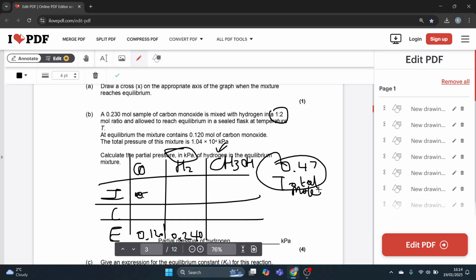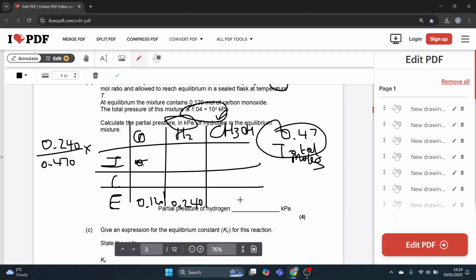Now to find out the partial pressure of hydrogen, I need to work out the mole fraction of hydrogen, which is going to be 0.240 divided by 0.47 times the total pressure, which is just that. So 0.240 divided by 0.470 times 1.04 times 10 to the power 4. I want my final answer in kilopascals anyway, so I don't need to convert it. 5310.